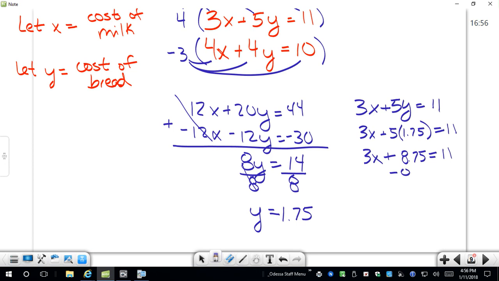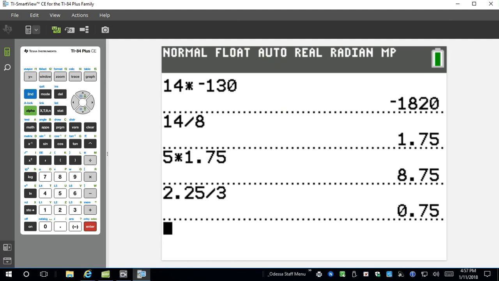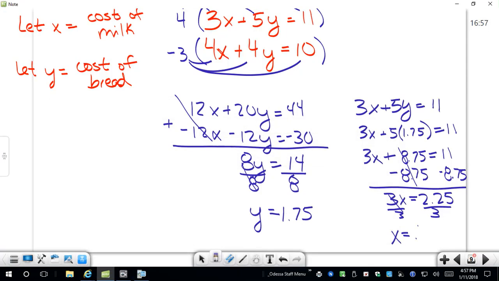And now we've got a two-step equation to solve. So we're going to get 3x equals 2.25. 2.25 divided by 3, let's see what we got here. 75 cents.